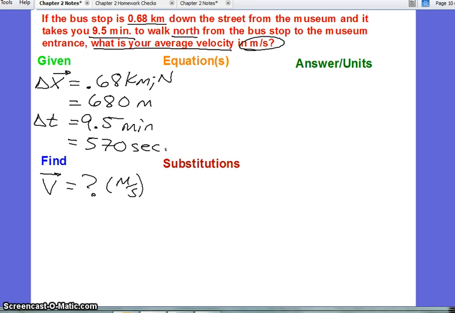Now again, it might seem pretty basic, writing down what we need to find, but often the case in this class, we're going to have to find a few things before we get our final answer. So we want to always stay focused on what our main objective is.